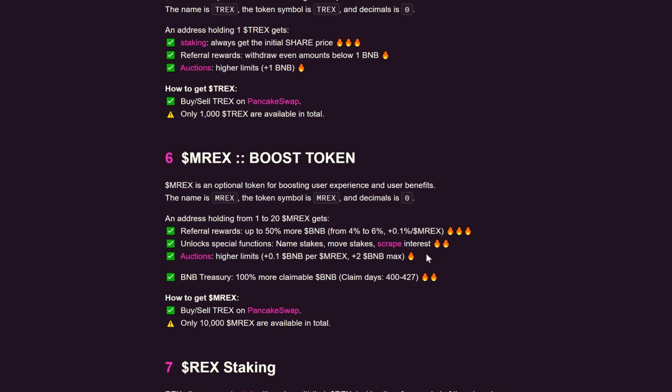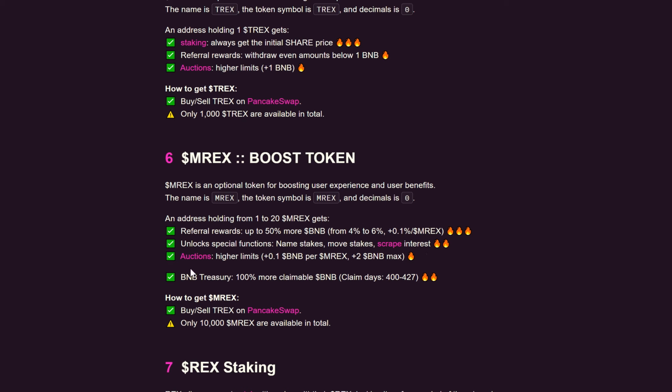So scraping interest is important because let's say you accumulated 500%. At that point, if you wish, you can scrape all the interest, all 500% interest that you have, and you can do whatever you want. You can restake it again. You can sell it, liquidate it all, liquidate it half. Basically, it's flexible. You can do whatever you like with it.